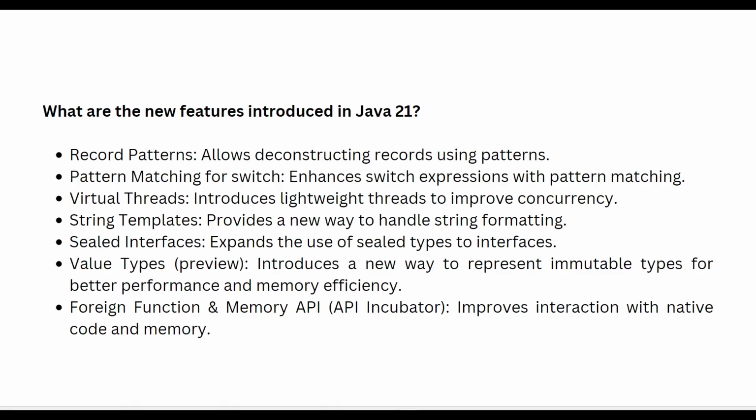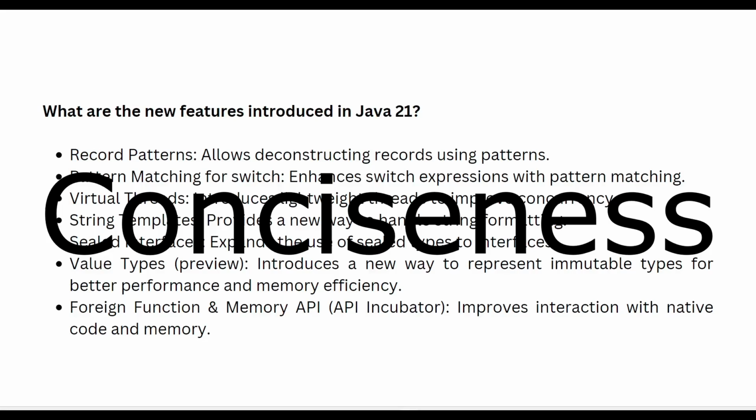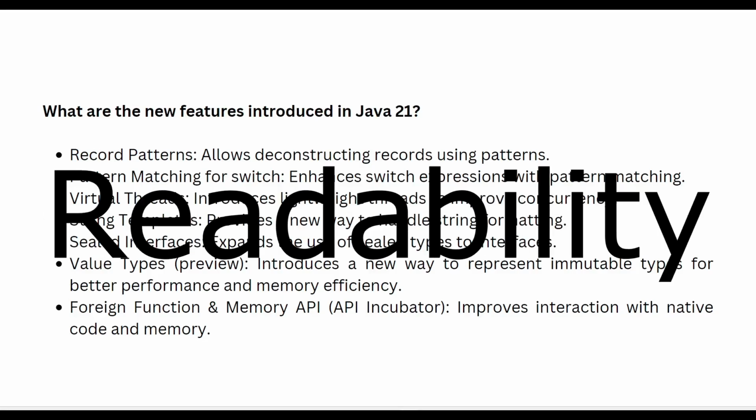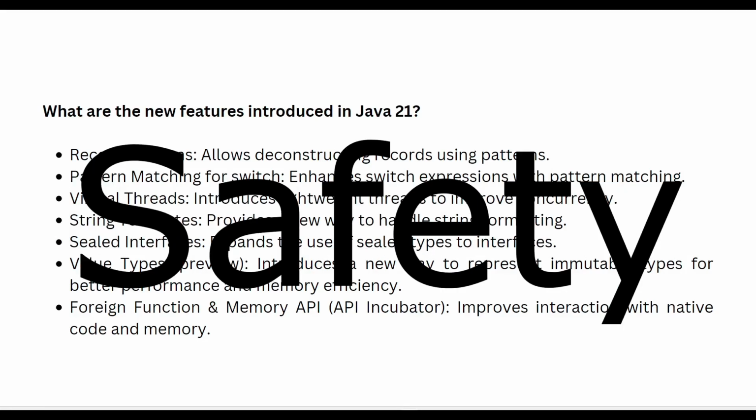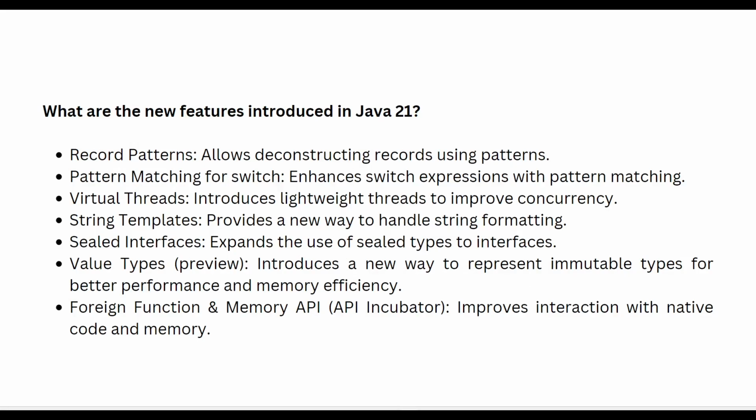Now what are we getting by using this record pattern matching? We get conciseness, which reduces boilerplate code by eliminating the need for manual extraction of record components. We get readability, which makes the intent of your code clear and easier to understand. We get safety because it provides a more type-safe way to handle different kinds of data structures.